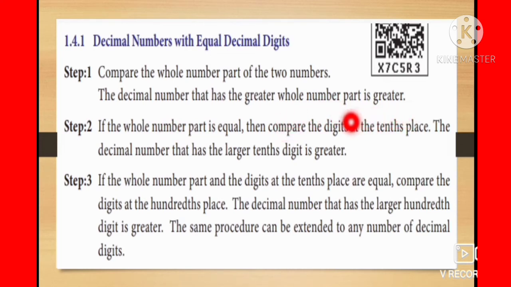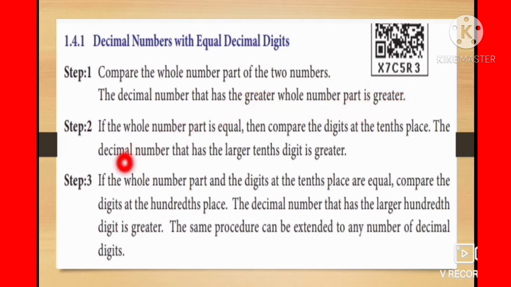So for example, 8.36 and 6.29 are two decimal numbers given. So here we have to compare the whole number part, 8 and 6. Here we can easily say that 8 is greater than 6. So which decimal number is the greater number? Yes, that is 8.36, which is greater than the number 6.29.